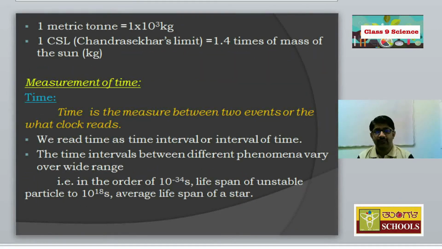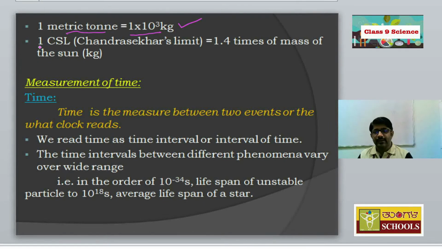Next one is 1 metric ton. 1 metric ton is equal to 10 to the power 3 kg, or simply you can call it a ton. 1 ton is equal to 1000 kg, or 1 into 10 to the power 3 kg.